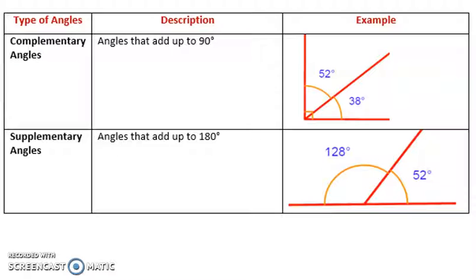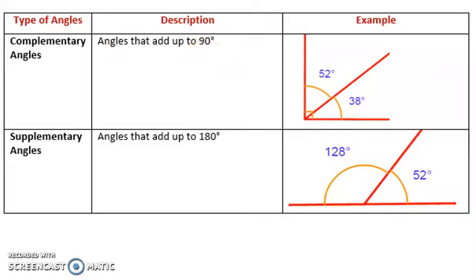Today we are going to look at two types of angles in our geometry unit, and they are called complementary and supplementary angles. You can see right here that complementary angles are angles that add up to 90 degrees. Here's an example. If you take 52 plus 38, you will definitely get 90. It's angles that add up to be 90 degrees, complementary.